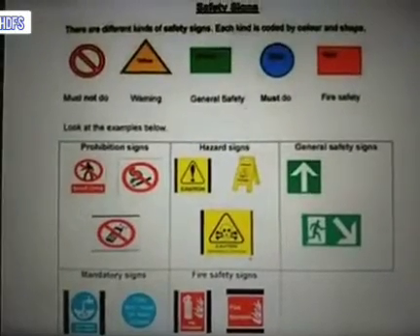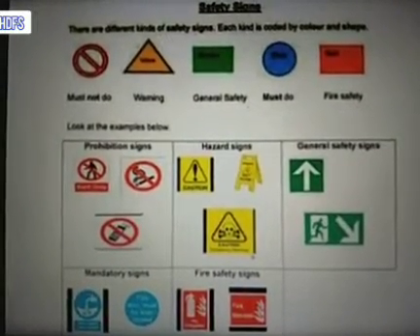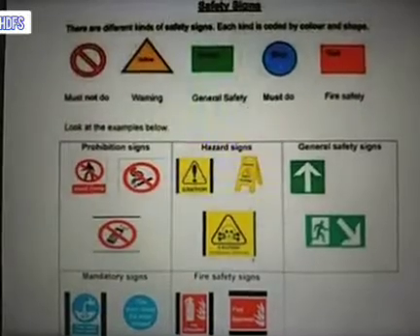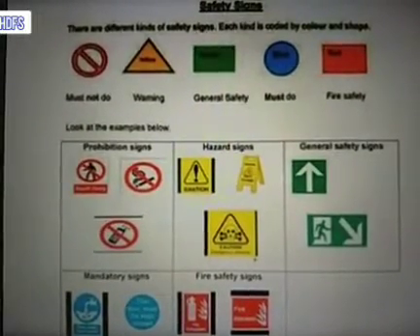Today's date is 15th of December and the year is 2020 and today's day is Tuesday.